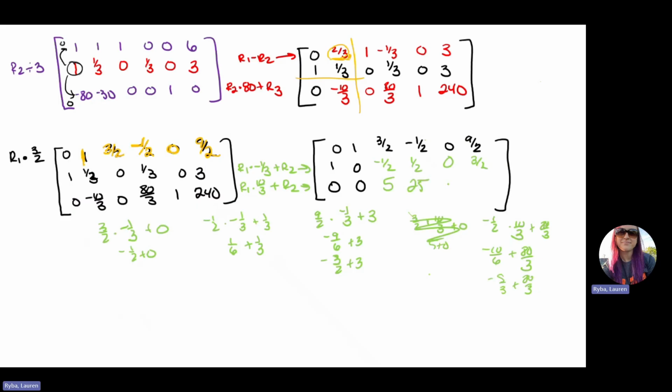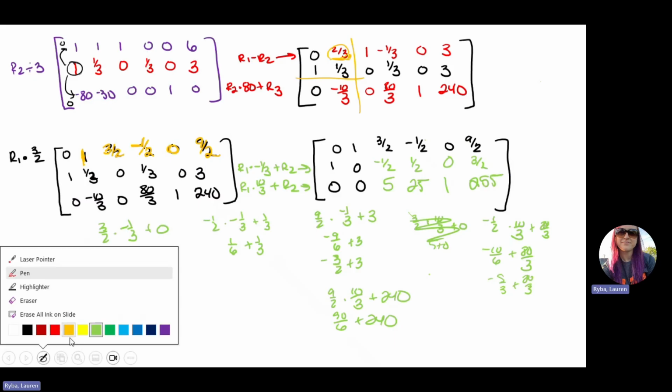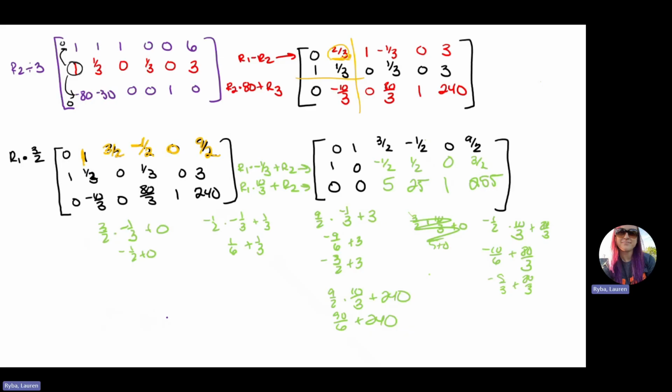0, 0 is going to be 0 plus 1 is 1. 9 halves times 10/3, add 240. 90 over 6 plus 240, 90 over 6, that's 15, 255. I do not put one of these on your exam. Okay?